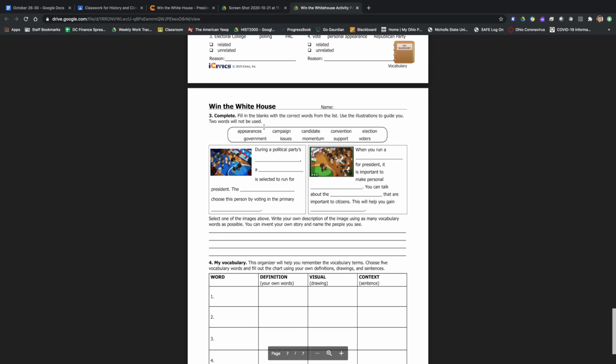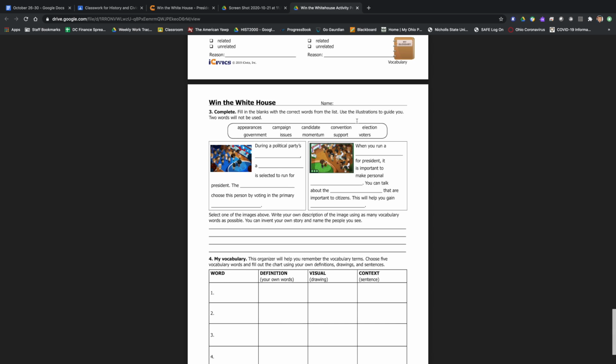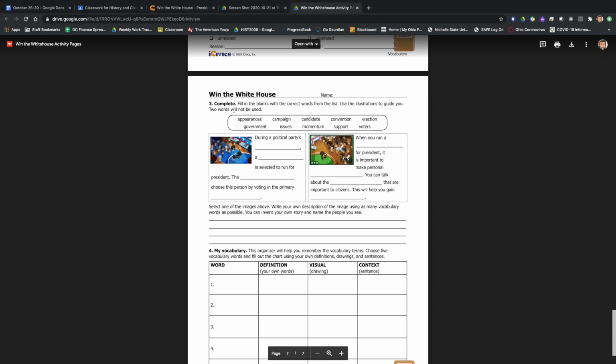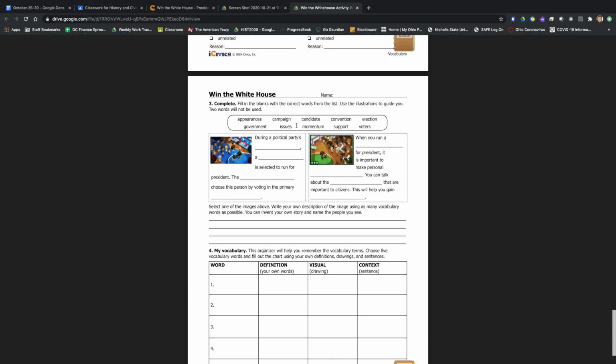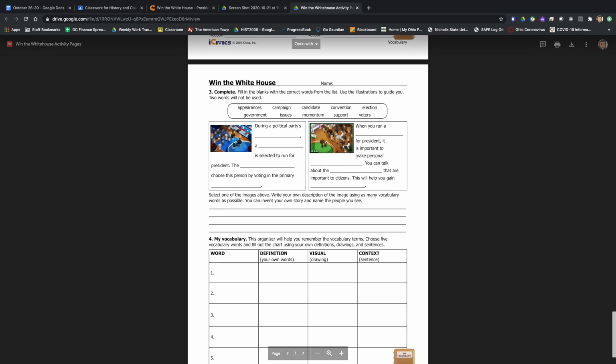Next, fill in the blanks with the correct words from the list. Use the illustrations to guide you. 2 words will not be used. So once again, you're just going to take these and you're going to fill them in where they go. Remember, you will have 2 words that will not be used.